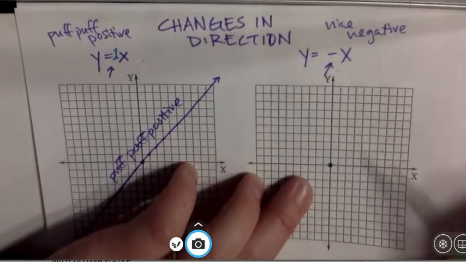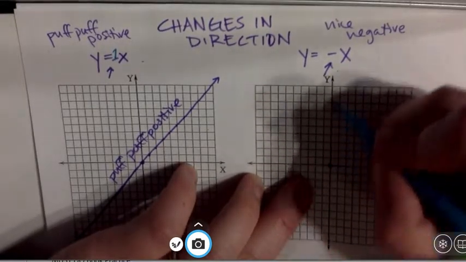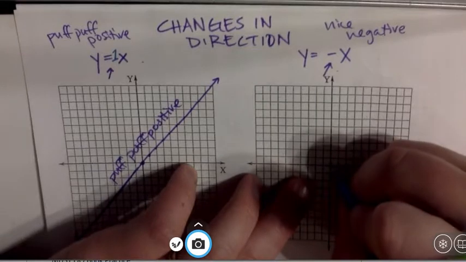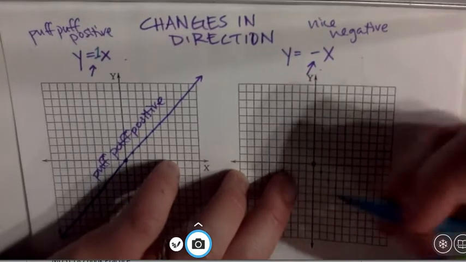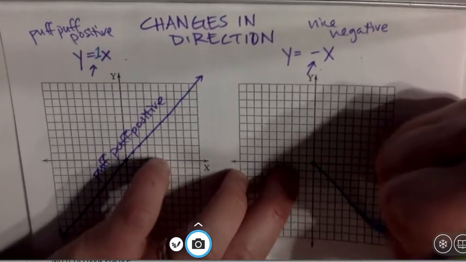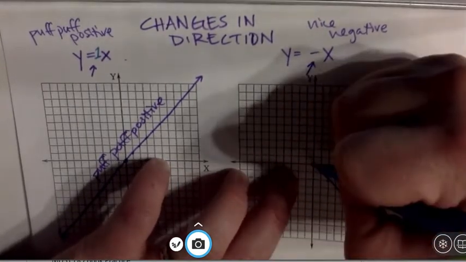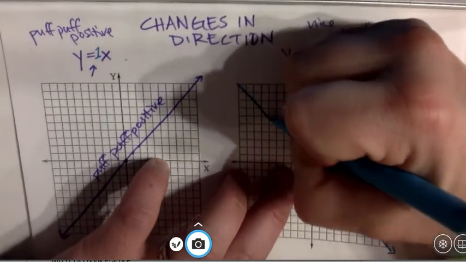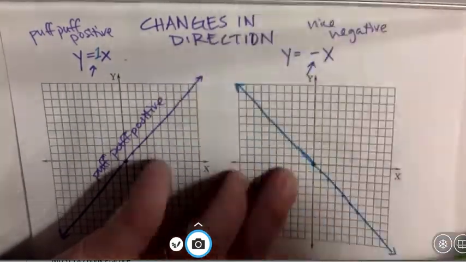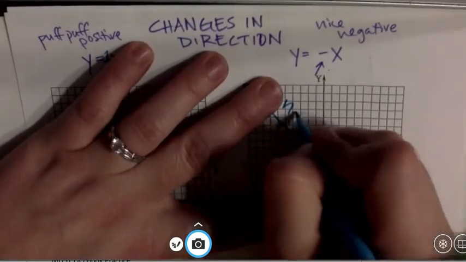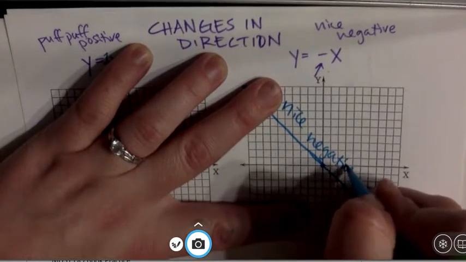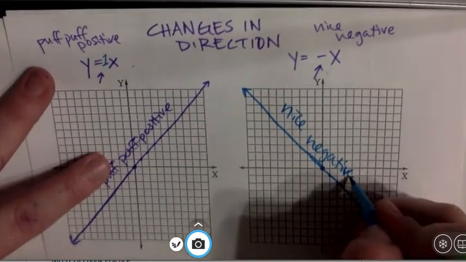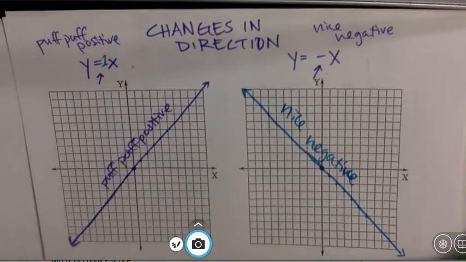We would graph this. It goes through 0, 0, and it has a negative 1 slope. So it's down 1 to the right 1, down 1 to the right 1, down 1 to the right 1, and so on. So we draw a line like this, to show the nice negative slope. Cool. Negative. I'll make that a little bit more obvious. Let's check out one more problem like this.